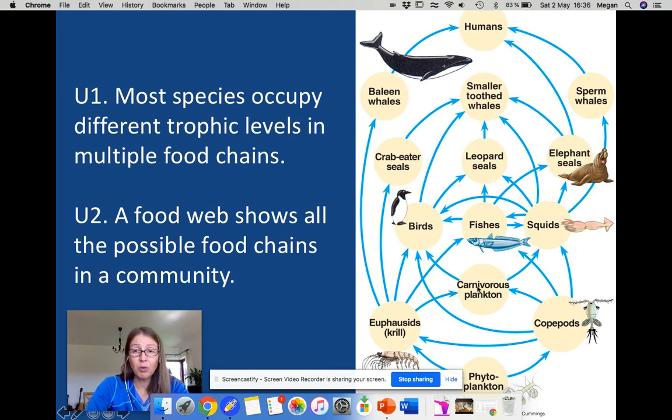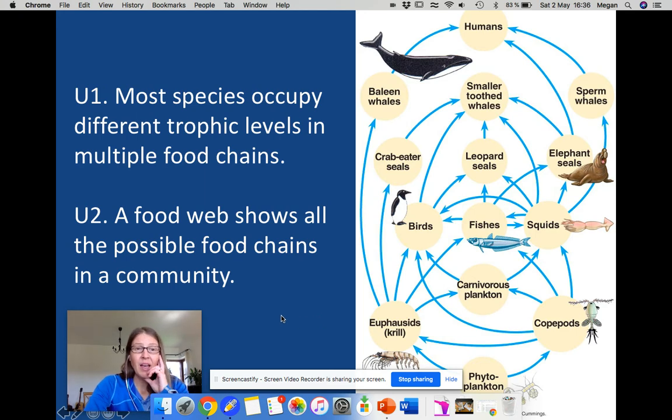When you're doing your food web, where you're going to use some organisms from a game you're going to play in an ecosystem, you're going to need to make sure that you label each of the organisms with all of the trophic levels that they occupy. So you would put all the different trophic levels for the seal and all the different trophic levels for the fish and so on and so forth.